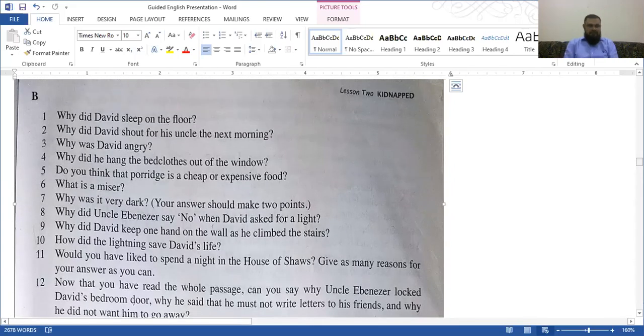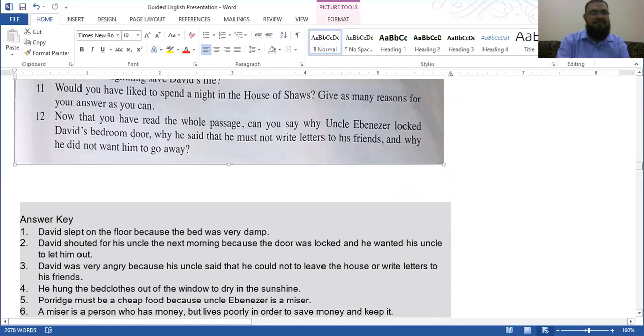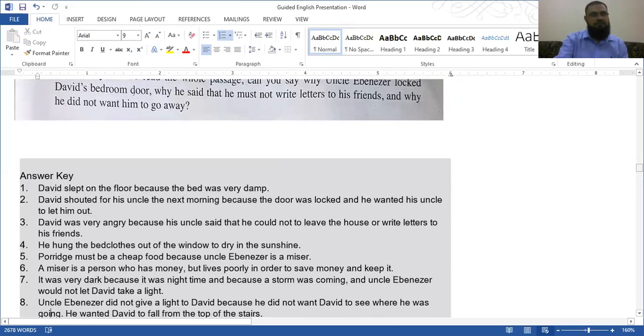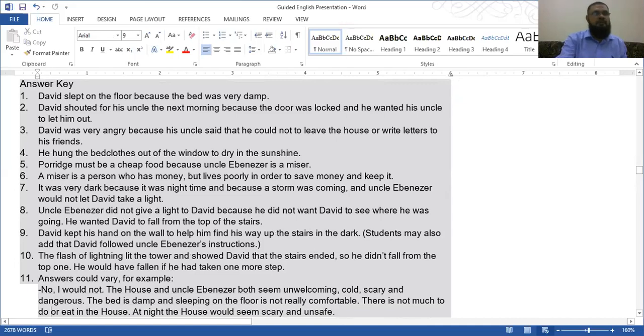What you have to do is write exercise B at the top of the page or where you will begin. Then you will write the question, why did David sleep on the floor? This is the question number 1 of exercise B. Then you will write the answer. First write the question, then write the answer. Number 1, David slept on the floor because the bed was very damp. Now this is the answer of question number 1.